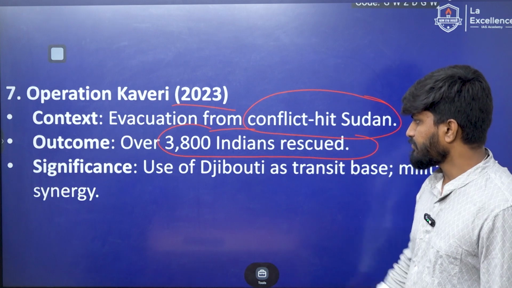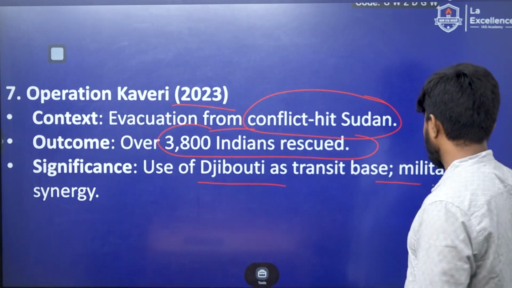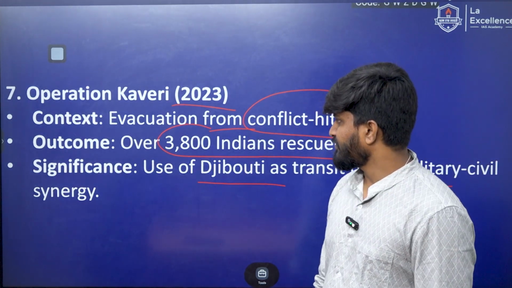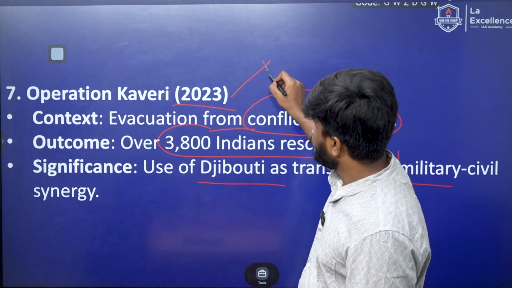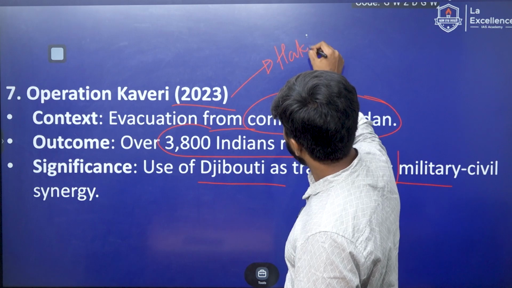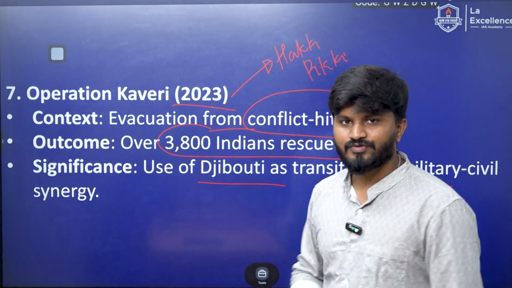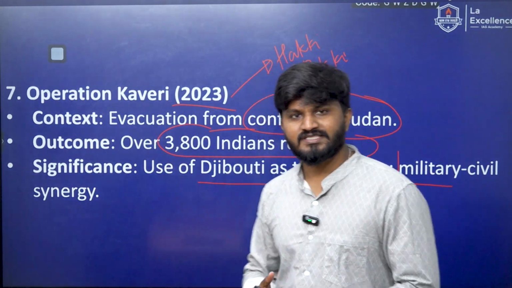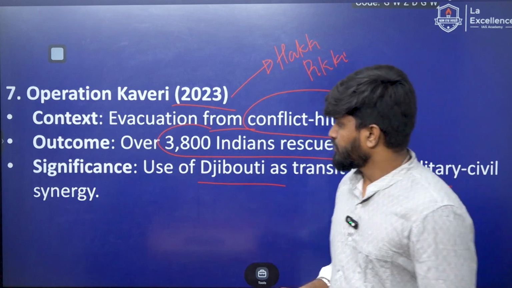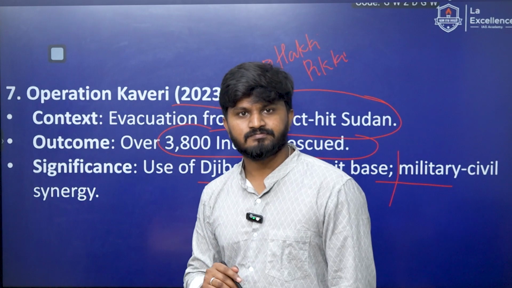Signified use of Djibouti as a transit base, and also it signified India's military civil strategy. So during this Operation Kaveri, there was a tribe called Hakki Pikki, a tribe from Karnataka who were stranded in Sudan, and they were successfully rescued from Sudan. So these are some of the evacuation and humanitarian operations.